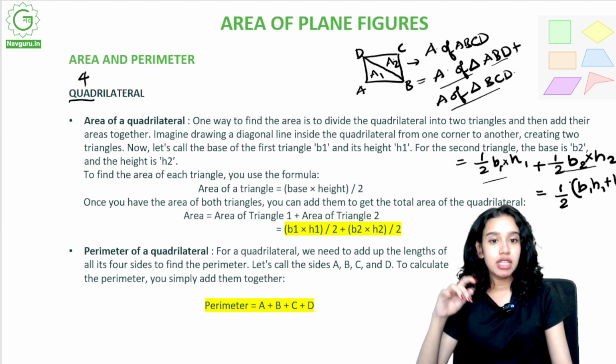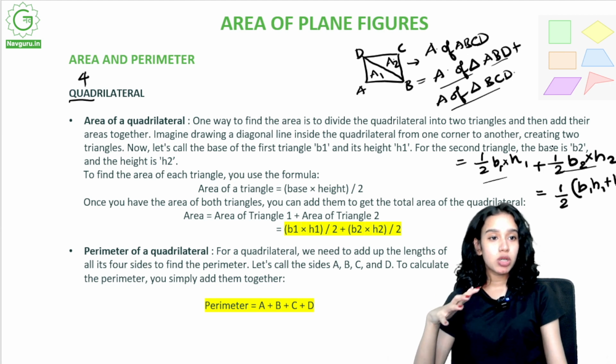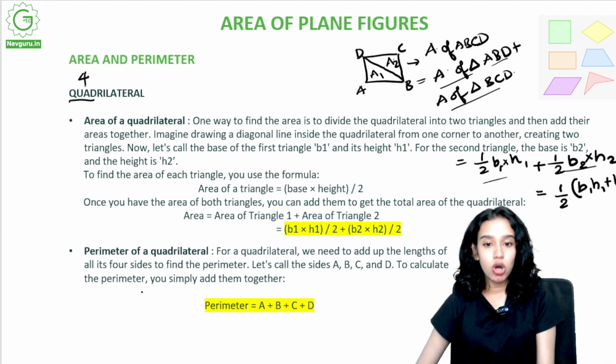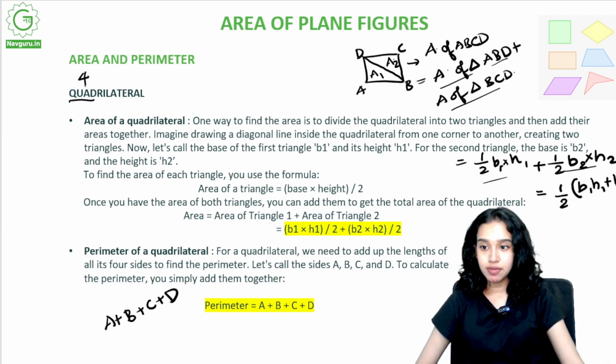So this would be the area of a quadrilateral, right? Now, perimeter of a quadrilateral. What is the perimeter of the quadrilateral? It would be the sum of the lengths of all four sides. If the sides have lengths A, B, C and D, the perimeter would be A plus B plus C plus D, right?